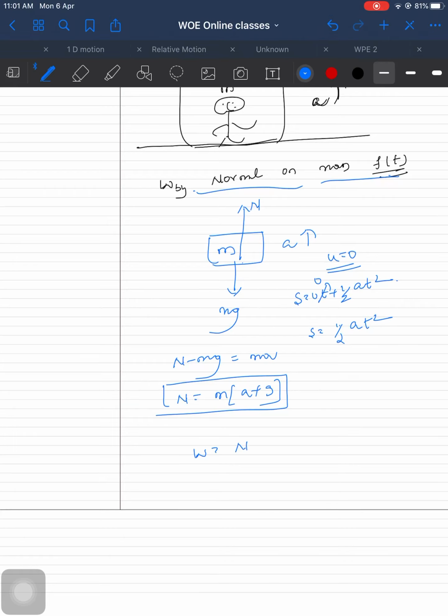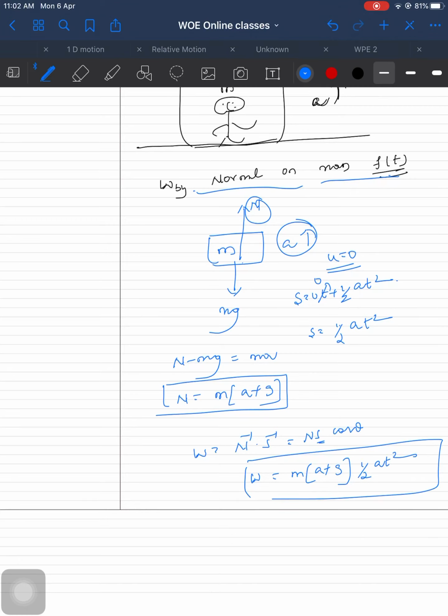Let's write the expression. Work done is equal to normal N vector dot s vector, which is also equal to N s cos theta. Normal is equal to m into (a plus g) and the displacement is equal to half a t square, and the angle: normal is in the upward direction, acceleration also, and displacement also in the upward direction, so cos 0. This is the work done by normal.